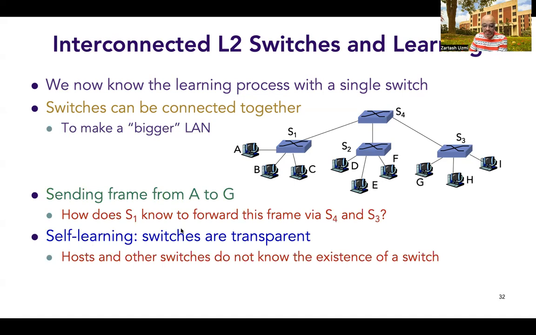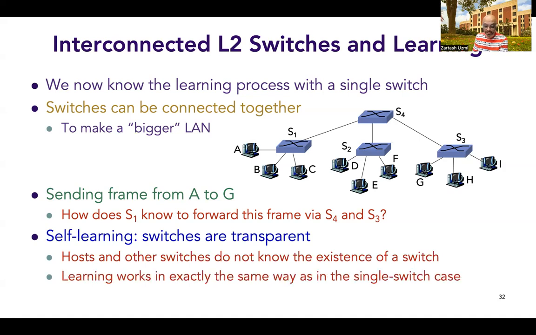So in this case, the self-learning will happen because the switches are transparent. Nobody knows about the presence of the switches. The switches do not know the presence of other switches. The hosts do not know about the presence of switches. They just behave as if they are the only one on this local area network. So learning will work in exactly the same way as in the single switch case.